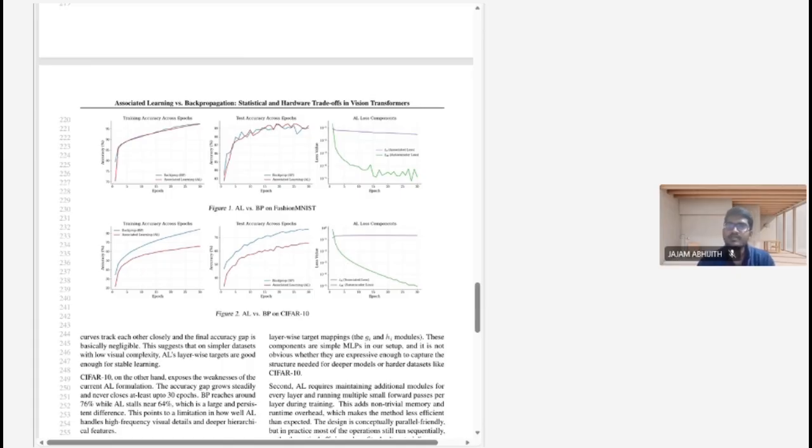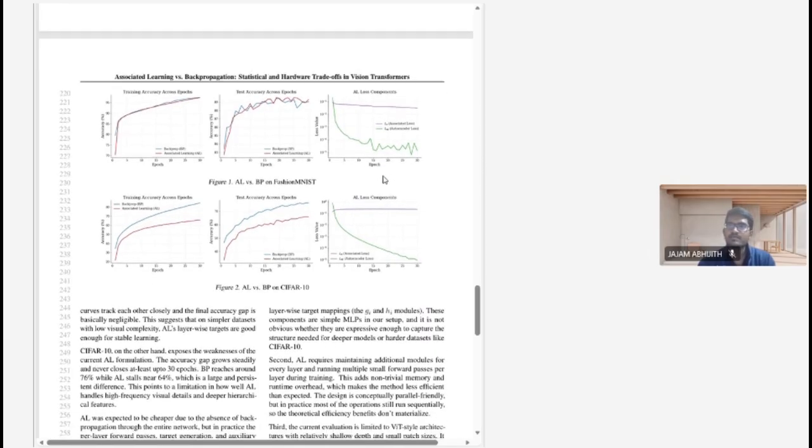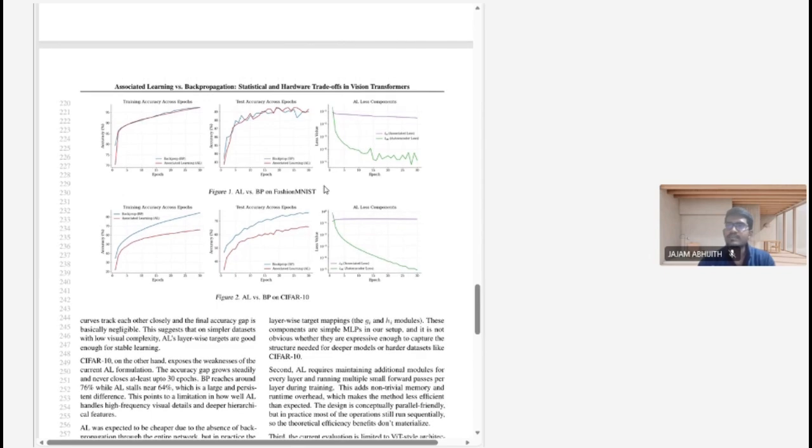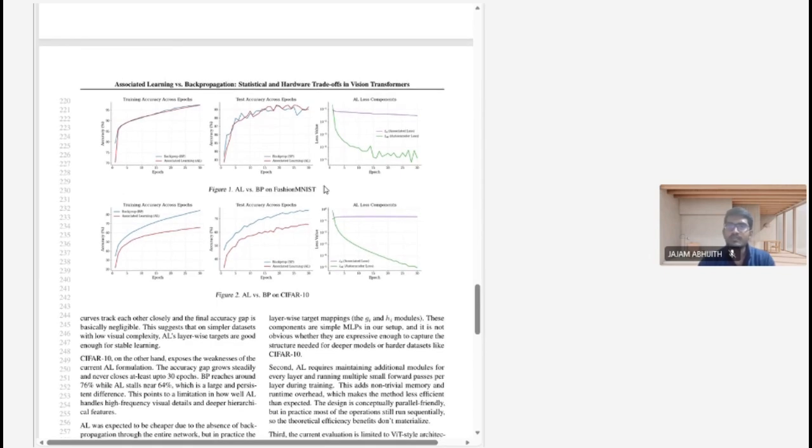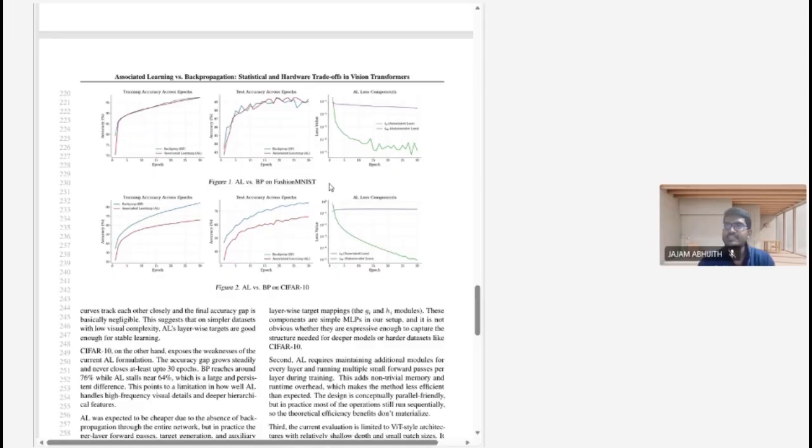This suggests that AL is definitely capable of learning high quality representations even without full backpropagation, and the gradient stopping mechanism is not breaking anything. Now, when we look at test accuracy, which is obviously what we really care about, both BP and AL generalize similarly well, at least for FashionMNIST. The curves stay pretty close throughout training with just small fluctuations, which is normal for FashionMNIST.